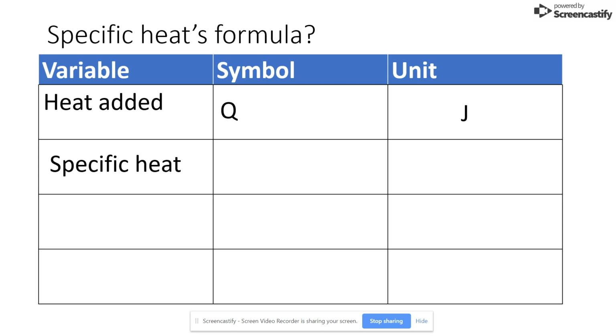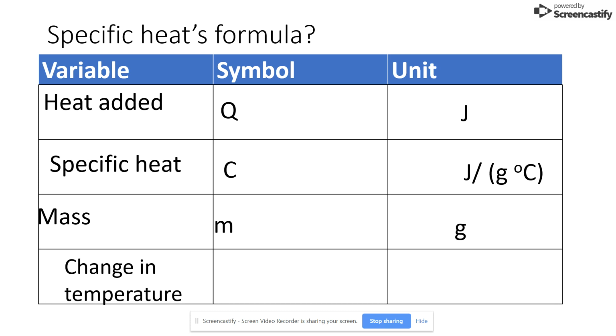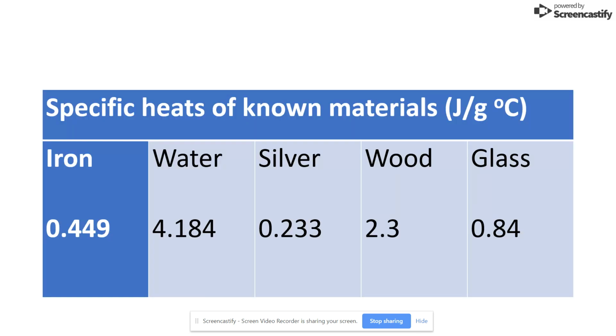The next variable is specific heat. Specific heat's symbol is the letter C. Its unit is going to be joules per gram per degree centigrade. The next variable is mass. Mass's symbol is M. Normally we measure our units in kilograms, but in this instance we are going to measure it in grams. And then our final variable is the change in temperature. Our symbol for that is delta T, and our unit is degrees centigrade or degrees Celsius.